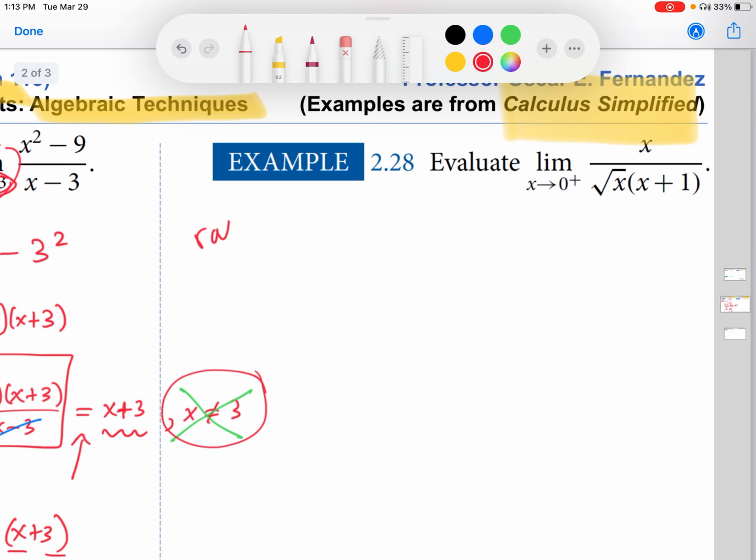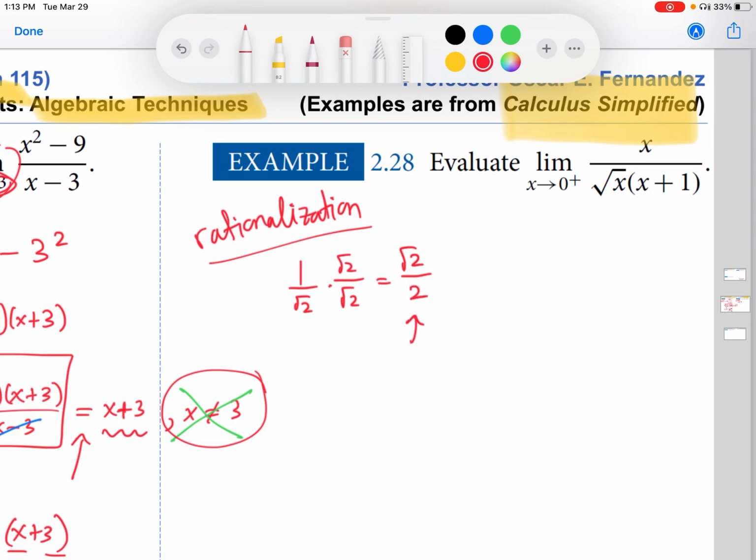Okay, just a quick little recap, right? Let's say you have 1 over square root of 2, and you want to get the square root of 2 out of the denominator. Well, you multiply by square root of 2 over square root of 2, and that makes it square root of 2 over 2. So there we go. No more radical in the denominator. A similar thing happens with functions, except that you can multiply by something called a conjugate.